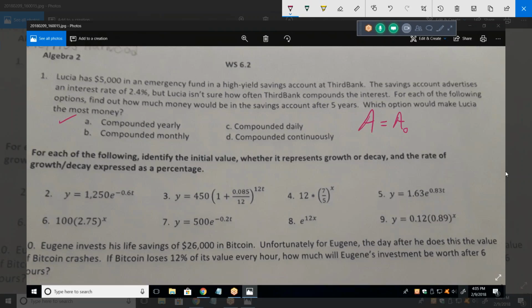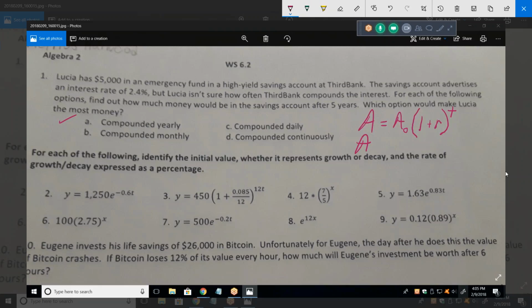Times what? Then times 1 plus R to the T. And T is in years. Actually, T is in the same units as R is. If R were a daily rate of return, then T would be in days. But since we're dealing with yearly, R is always in years, and so is T. So let's figure it out.